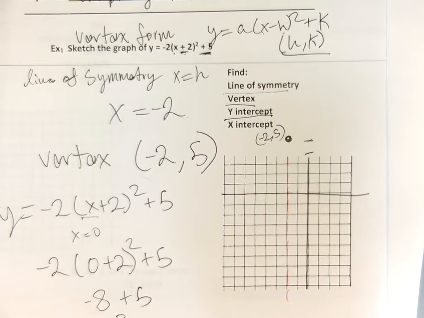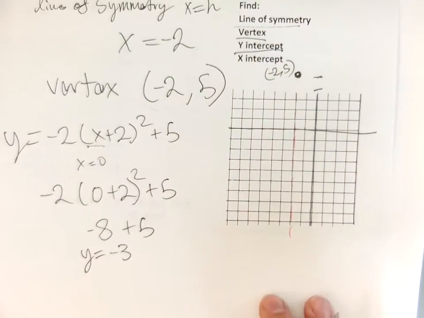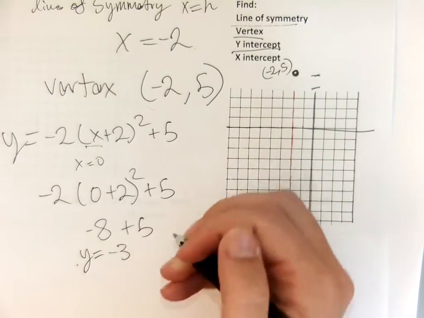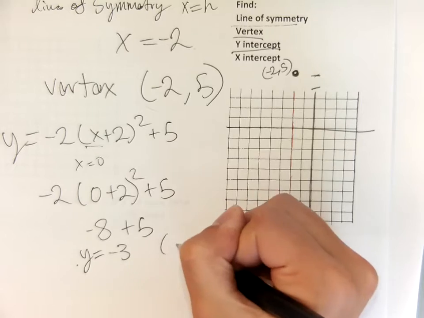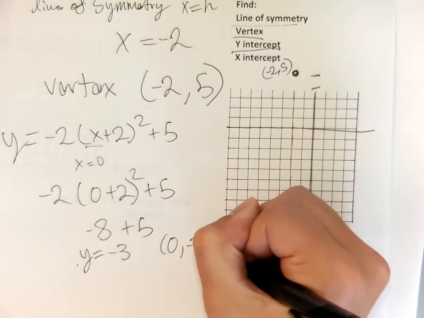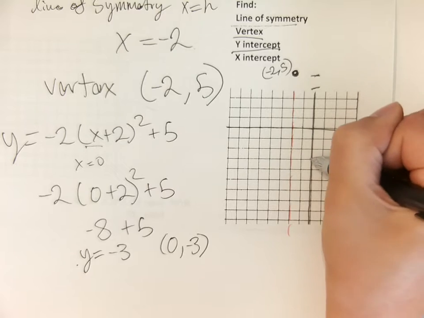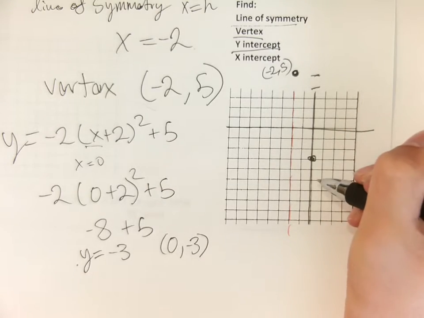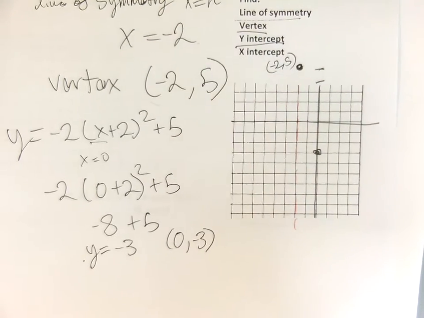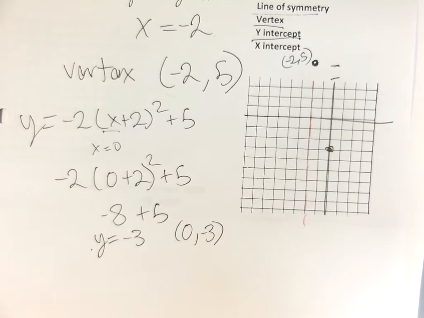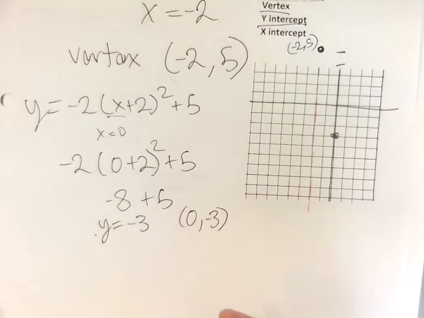Let's scoot it up a little bit. All right. So that means that our y-intercept is at 0, negative 3. So graphing that, 0, 1, 2, 3. This is our y-intercept. Now for our x-intercepts, that's where y equals 0.